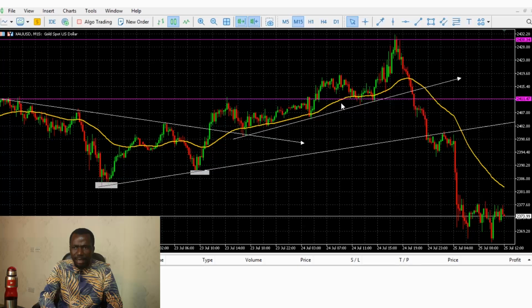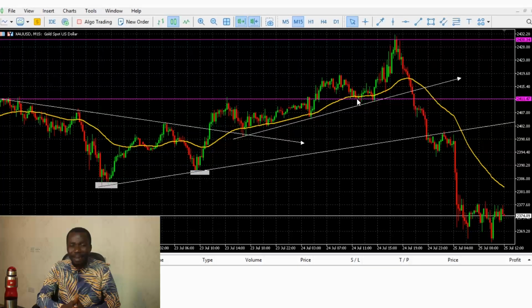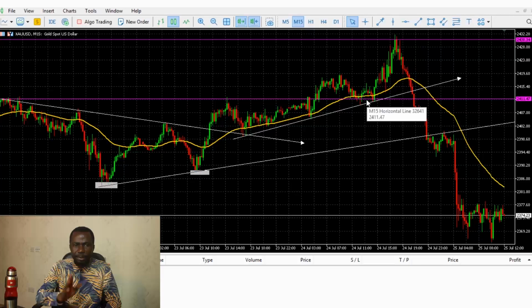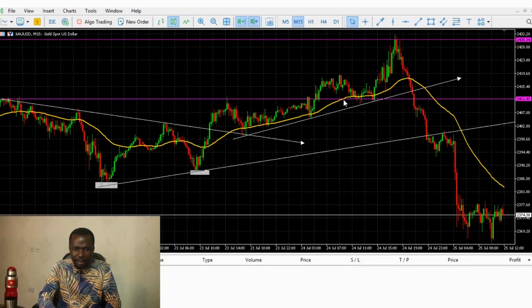And you can clearly see that the moving average is acting as a dynamic resistance and support level. But for the fact that the market is in an uptrend, the moving average is acting as a dynamic support level. That is why the moving average is going along with the price. If the price is going up, the moving average is going along with the price. This line was acting as a resistance level previously, and right now as the price breaks above it, it began to act as a support level.